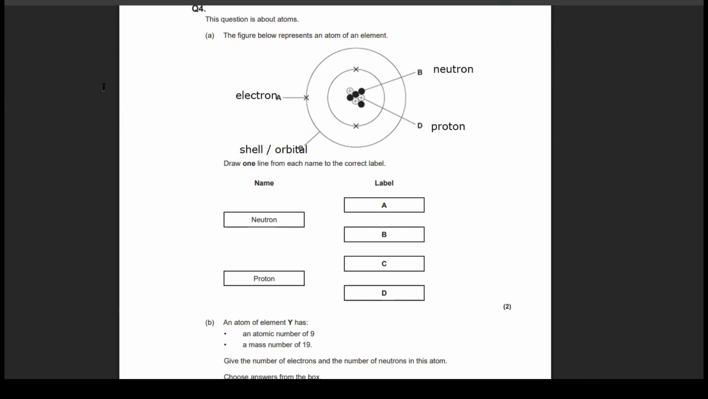Well, the example will allow you to call it an orbital. So it's an energy level, shell, or orbital. And now let's match them up. So which one is a neutron? Well, a neutron was B. Which one was a proton? Well, a proton was D. And that will get you 2 marks.